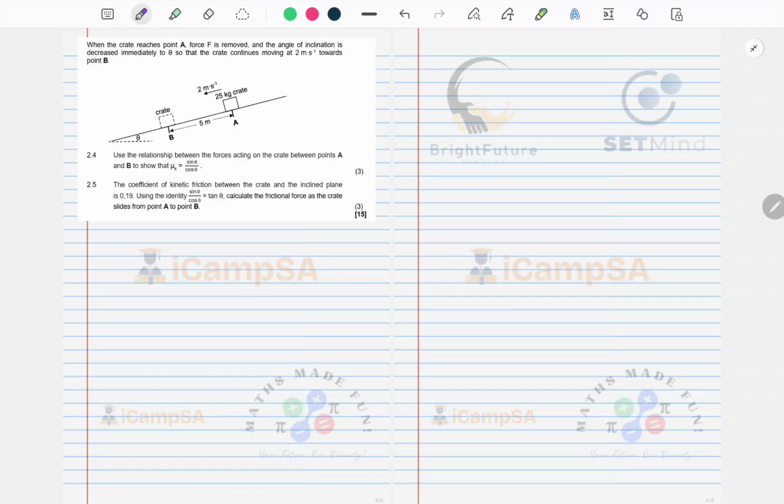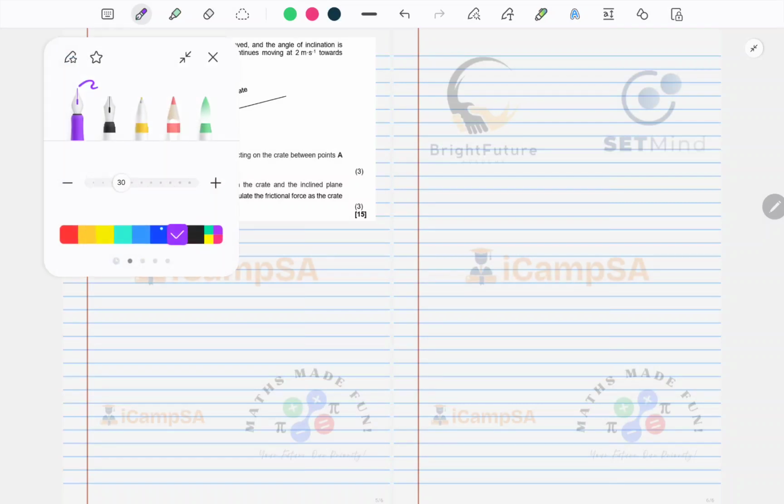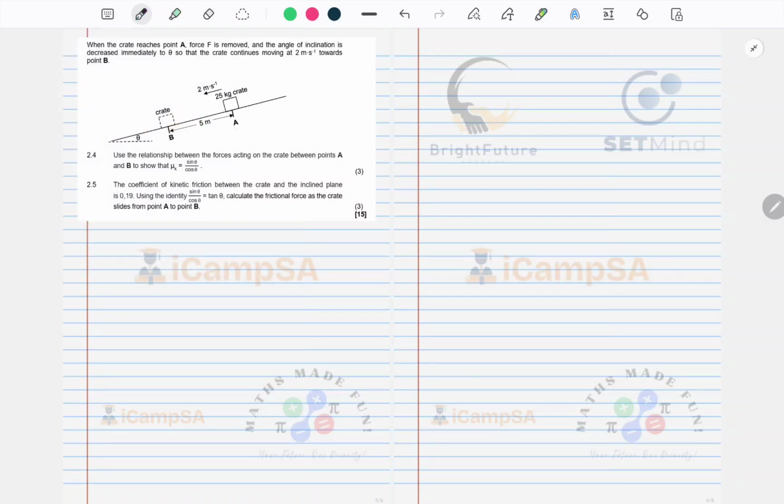So part 2 says, when the crate reaches point A, force F is removed and the angle of inclination is decreased immediately to theta, so that the crate continues moving at 2 meters per second towards point B. Now they're asking us to use the relationship between forces acting on the crate between points A and B to show that mu k equals sine theta over cos theta. More fun stuff to do.